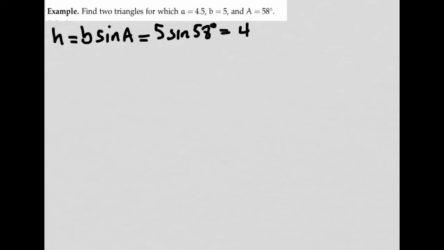The third example has to do with finding two triangles for which a is 4.5, b is 5, and angle A is 58 degrees. So first, let's prove that there are indeed two triangles. Note that in such a triangle, the height would be b sine A, which is 5 sine 58 degrees, and that's 4.24.